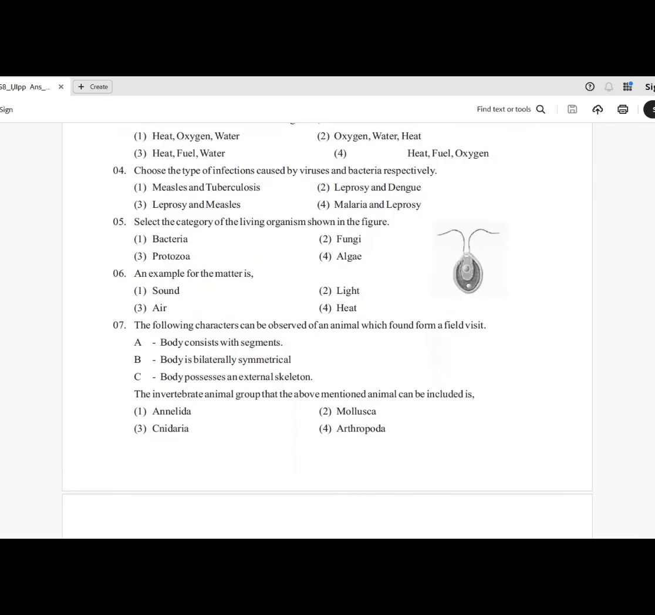Question 7. The following characters can be observed of an animal found from a field visit. A. Body consists of segments. B. Body is bilaterally symmetrical. C. Body possesses an external skeleton. The invertebrate animal group that the above mentioned animal can be included in is 1. Annelida, 2. Mollusca, 3. Cnidaria, 4. Arthropoda. Answer number 4, Arthropoda. If an animal has segments, symmetry and an external skeleton, it belongs to the Arthropoda group, like insects and spiders.